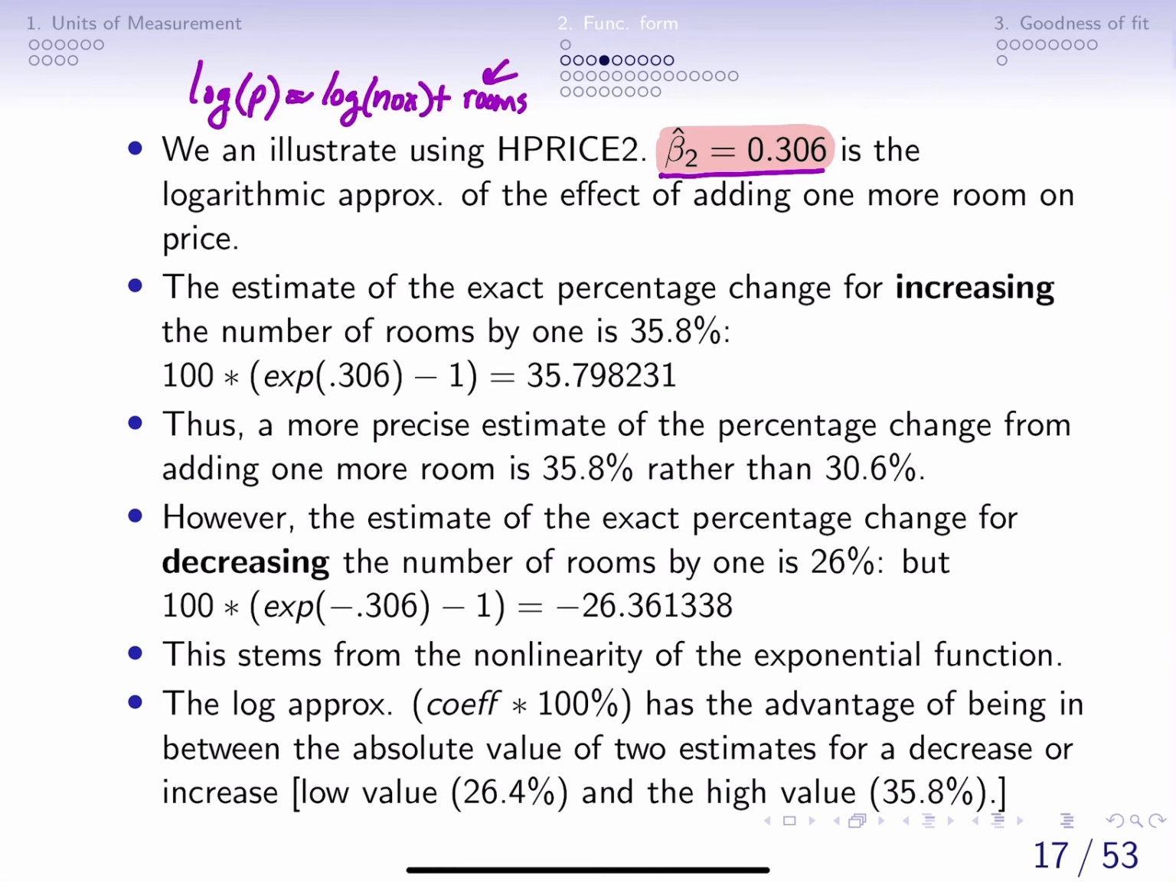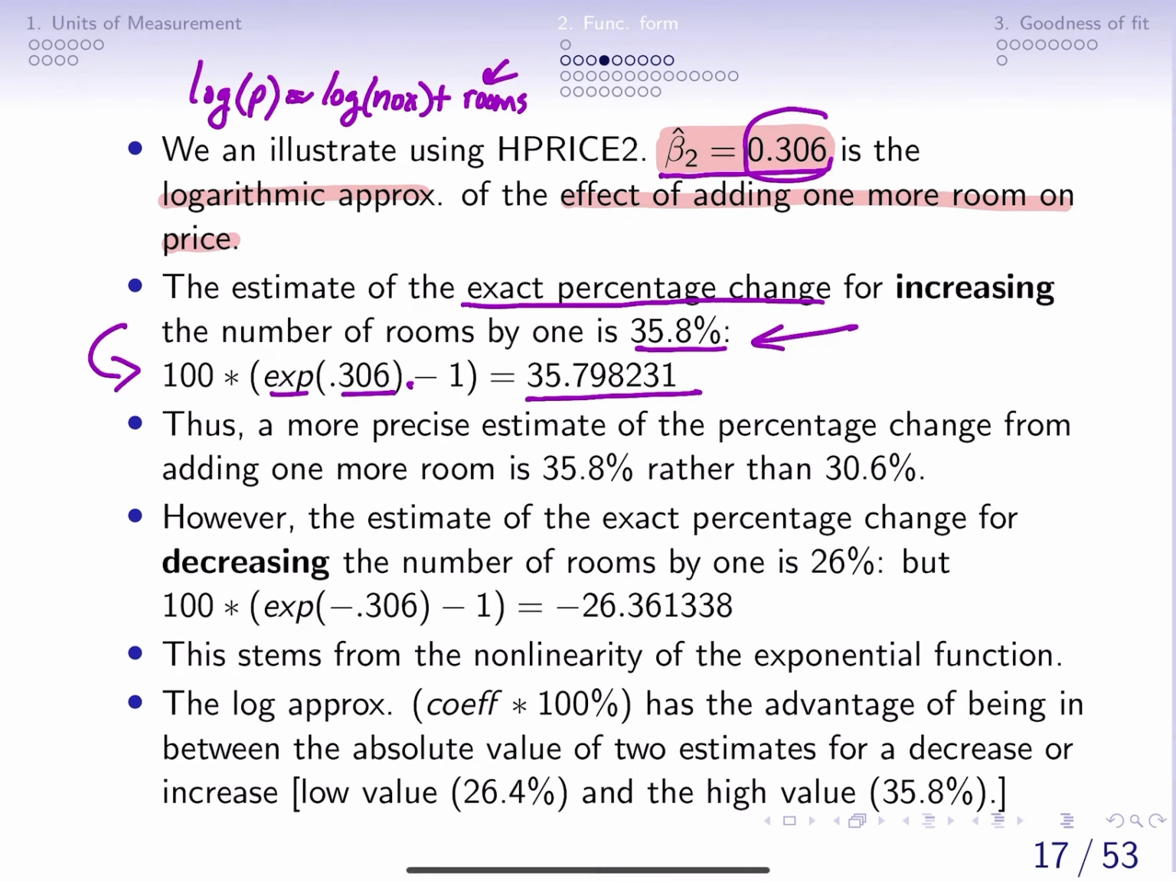Remember that that is a log approximation of the effect of adding one more room on the home price. However, the exact percentage change for increasing the number of median rooms by 1 is going to be 35.8%. So if you apply that formula, 100 times the exponent of the beta hat that you got, which is 0.306, minus 1, you would get this number. So this is really the exact change. That's very different than 30.6.